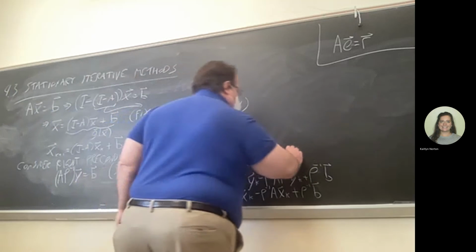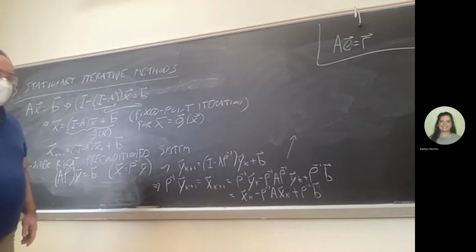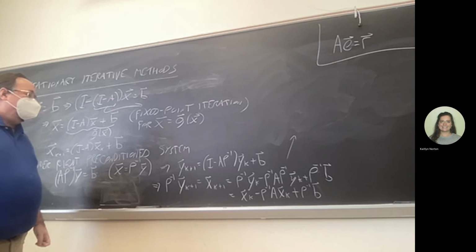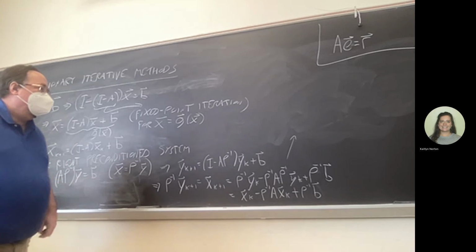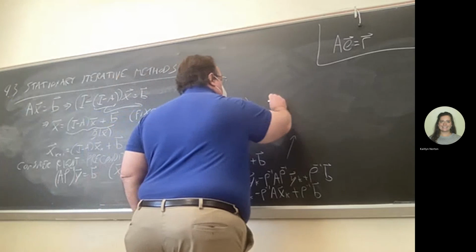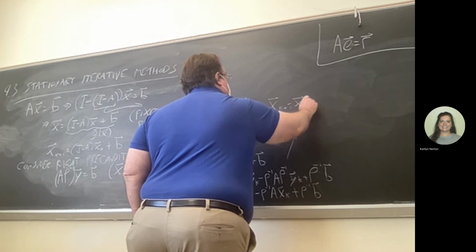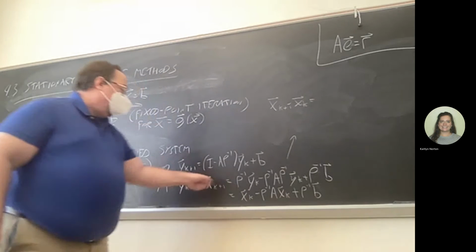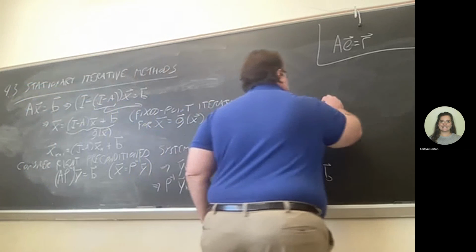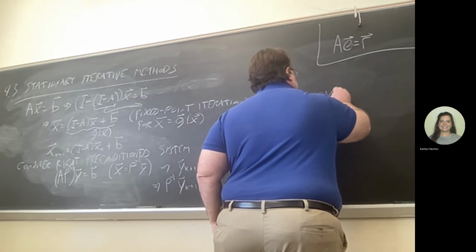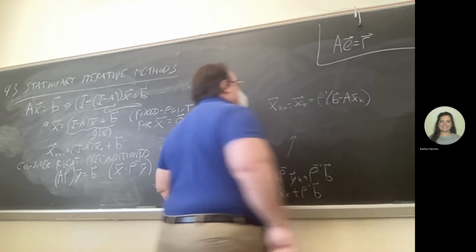Now, and I apologize for my horrendous board use. I seem to get myself stuck in that regard. So now I'm going to rearrange this. I have xk plus 1 minus xk. So I'll move this to the left. And then what I have is P inverse (B minus A xk).